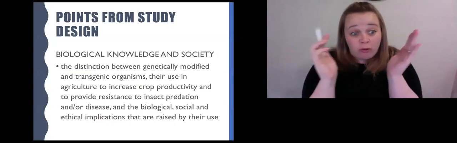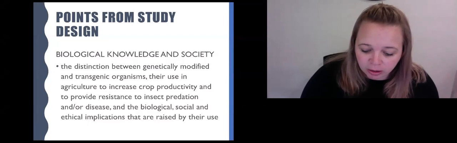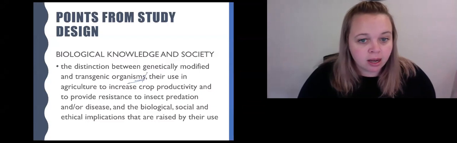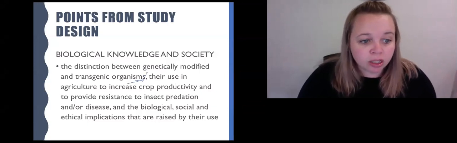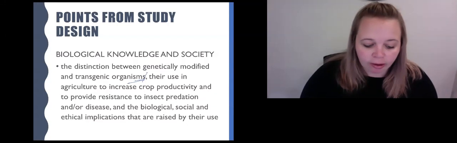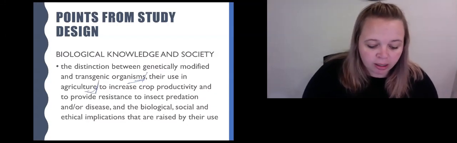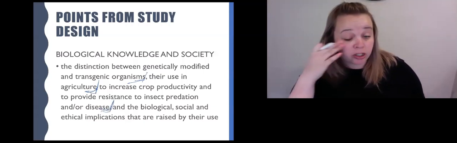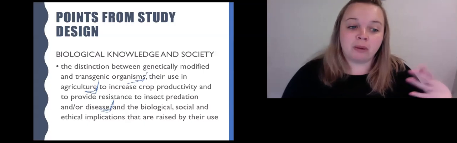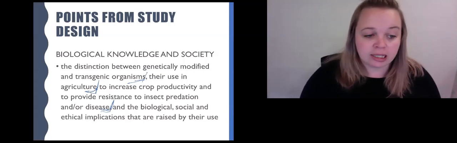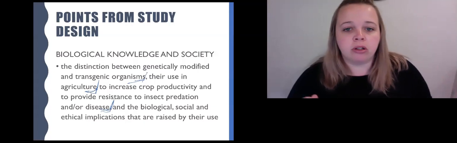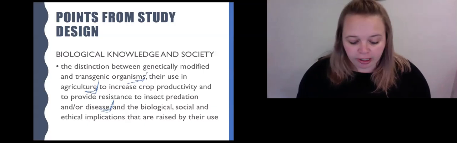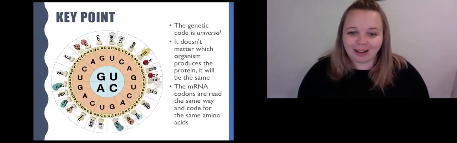It's actually going to be split into 4 videos. So the first video we're going to do now is going to be distinguishing between genetically modified organisms and transgenic ones. The next one will be their use in agriculture. So how we use them in agriculture will be another one. And then we'll tell you why, and we'll give you some examples: providing resistance to insect predation, crop productivity, and resistance to disease. And then the last video will go through the biological, social, and ethical implications, like we did just before with gene cloning.